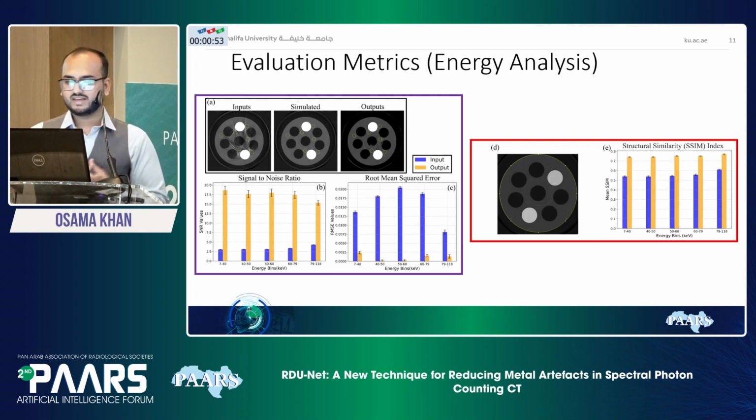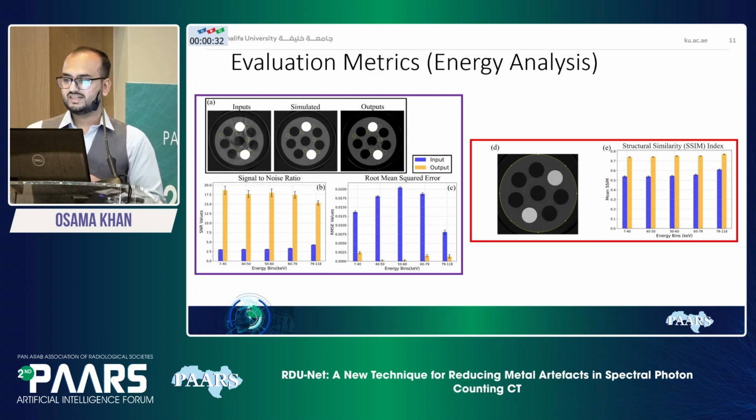As you can see, for the SNR, the blue is the input and the yellow is the output, and you can see how much the SNR increased. The second is the root mean square error, which decreased almost to a negligible amount, as you can see in the graphs as well. The structural similarity index should be as close to 1 as possible. 1 is the best possible.